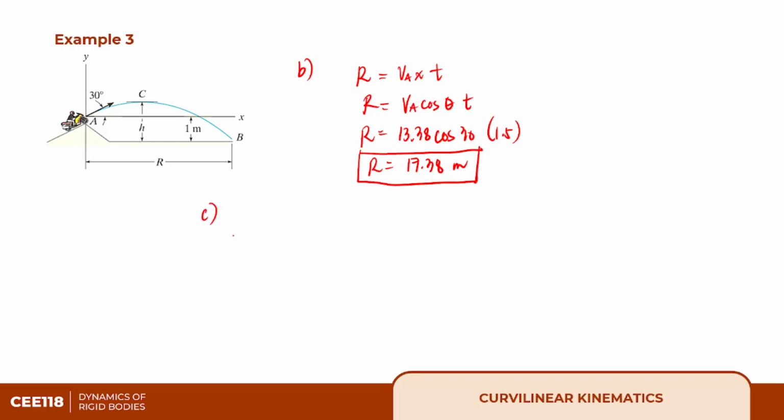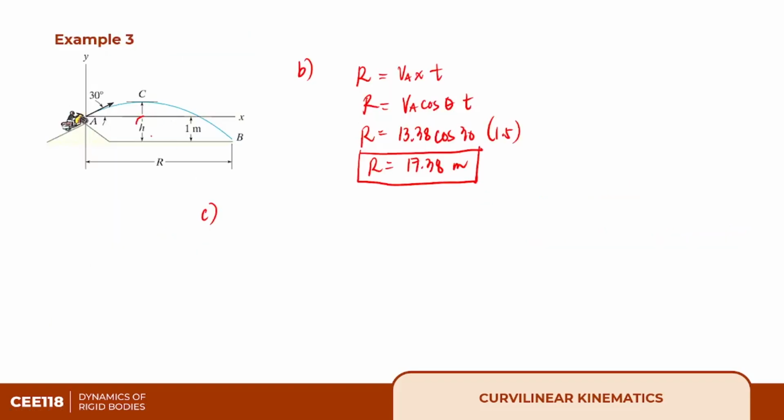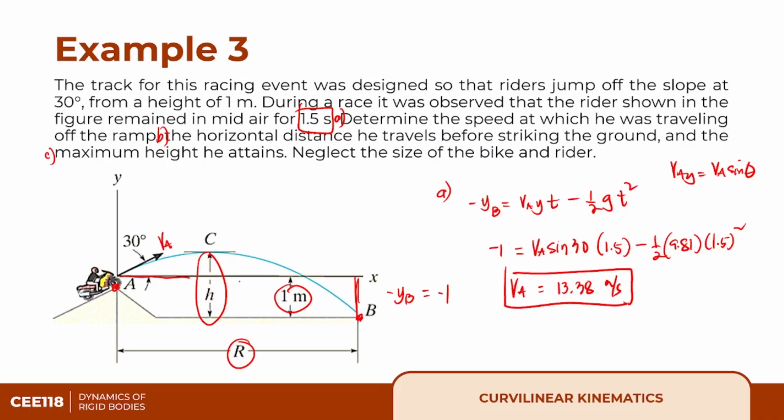Now, for letter C naman, ano yung tanong sa letter C? Maximum height attained. So, ito yun, H. Pero, hindi pwede natin diretso H yan, no? We need to understand na kailangan natin gamitin is yung, okay, we need to set a reference line. Kung saan yung launching point natin, yan yung magiging reference line natin, no? Let's call this YC. Ang YC by definition, that is H minus 1. Tama ba? H minus 1. Yan yung YC, wherein ang YC is the maximum height.